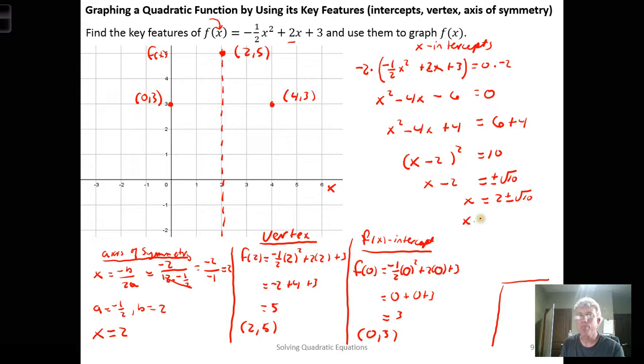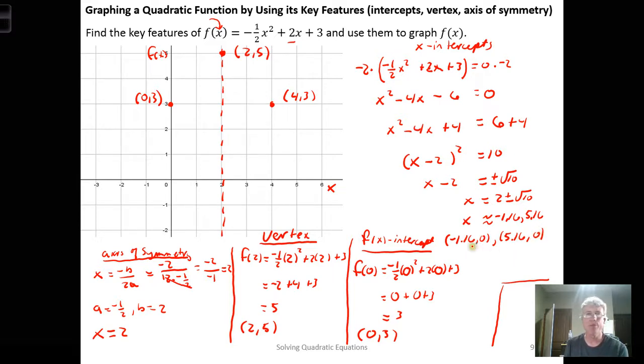If I get decimal approximations, which I usually don't do, but in this case we want a graph, so it'd be nice to have decimal approximations. Turns out that 2 minus the square root of 10 is about -1.16. And 2 plus the square root of 10 is about 5.16. So this really generates two ordered pairs. The intercepts are at -1.16 comma output 0 and input 5.16 output 0.